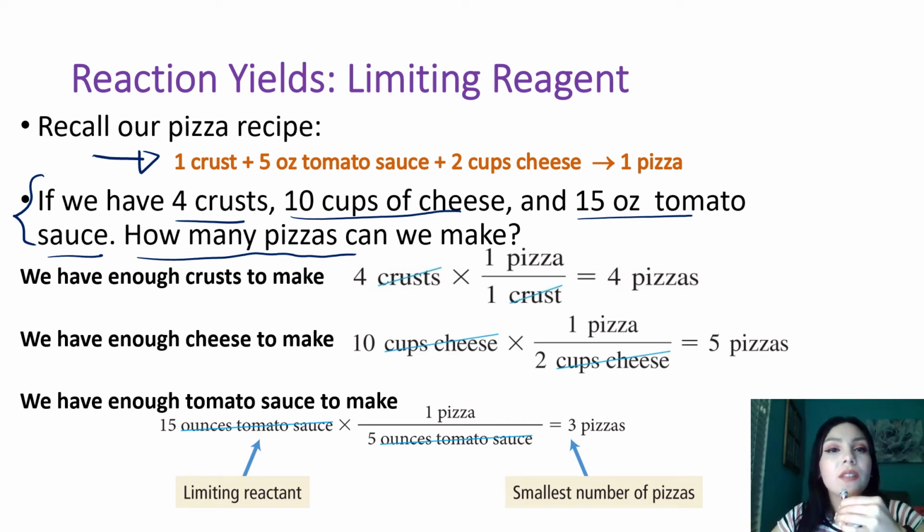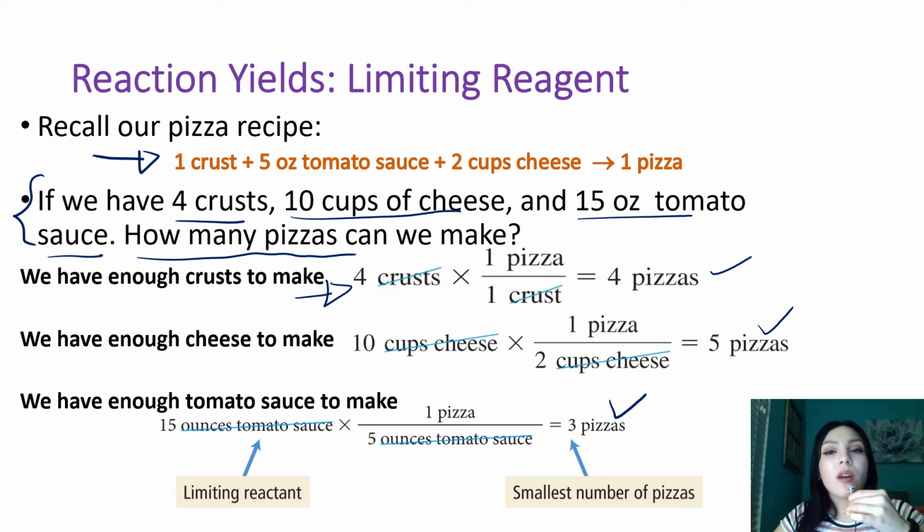So based off the stoichiometric factors, you set up all your dimensional analysis, right? So for the crusts, you have 4 crusts, it takes 1 crust per pizza, so you end up getting 4 pizzas from that. From cheese, you have 10 cups, and we find that we can get 5 total pizzas from all these cups. And then for tomato sauce, we find that we can only get 3 pizzas max from all this tomato sauce before it runs out.